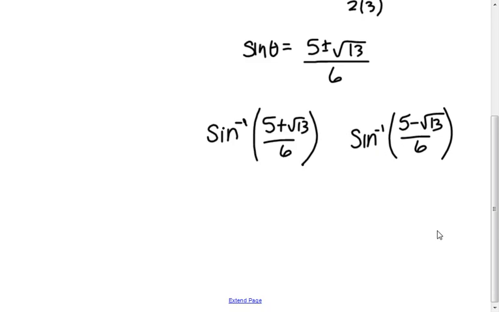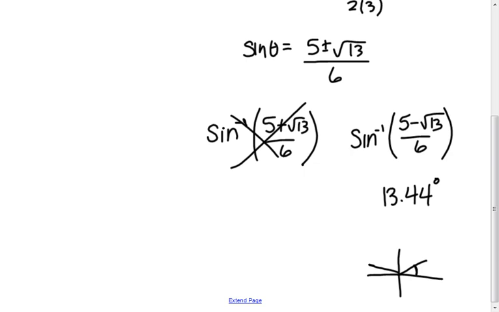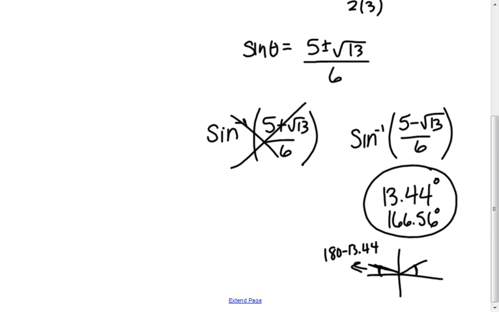So if I'm thinking about this, this one doesn't work. This one, my calculator spits out 13.44 degrees, but remember there's usually two answers. So if you think about this, 13.44 degrees is right there. That's where my sine value is, that spot, but there's another spot over here where your sine value has that same number. And so this spot right here would be 180 minus 13.44, which gives you 166.56. Okay, so those are your two answers to that problem.